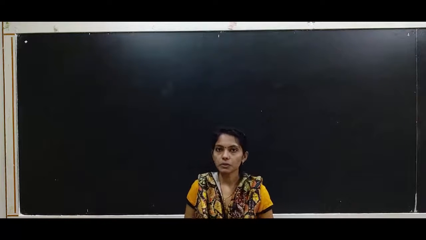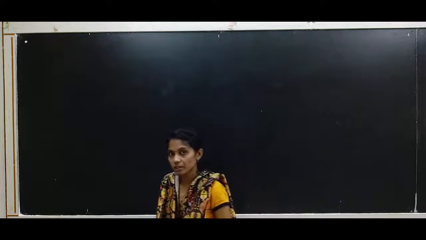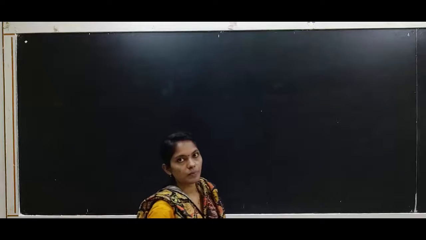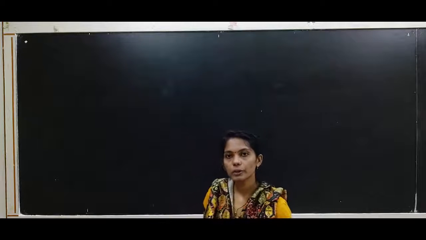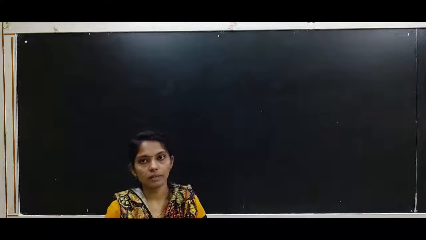In the last video we saw binary operations. A binary operation can be commutative, associative, have an existence of identity and an existence of inverse. Now today we are going to study groups. We start with the definition of a group.